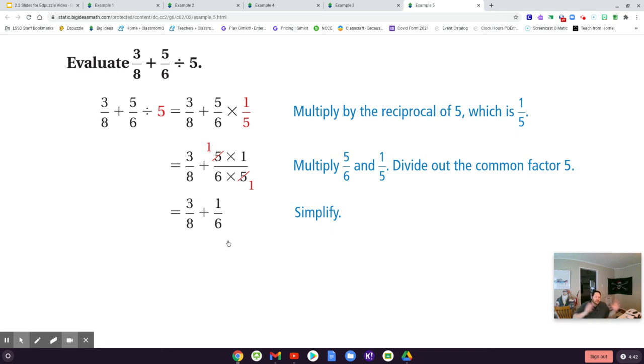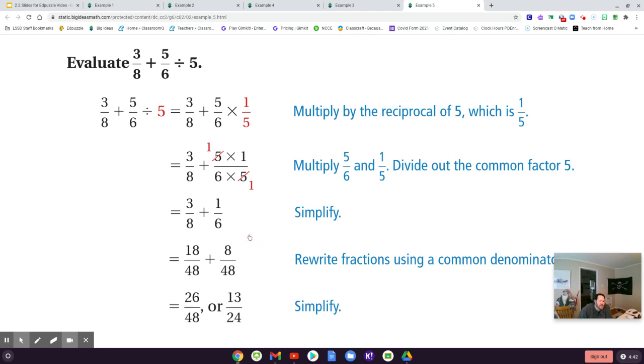Now, this is going back to extension 1.6. You need a common denominator. You can use 24 or 48. They used 48 for some reason. And then you got to simplify it once it's all done. So 13/24 would be the final answer. So this is about as difficult as you're going to see on the big ideas.